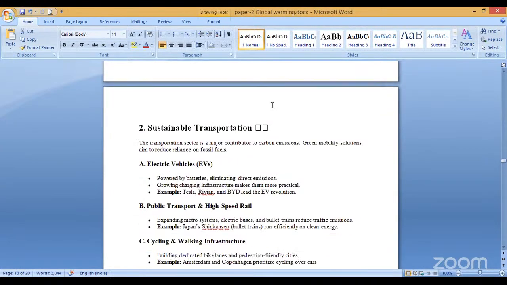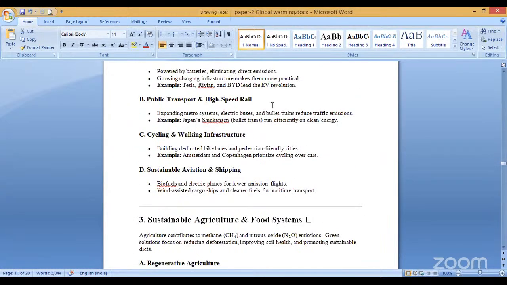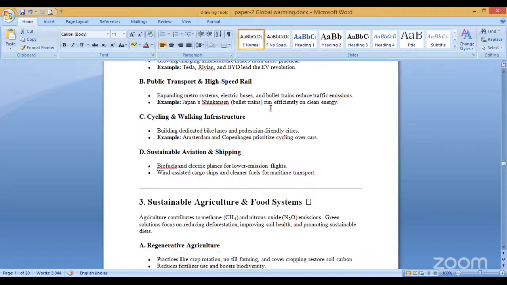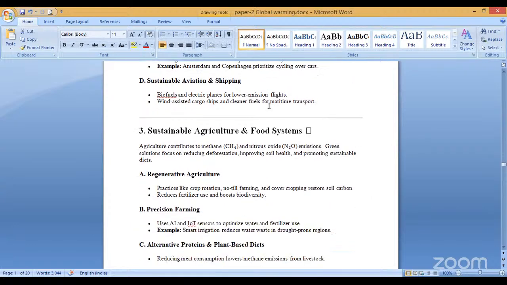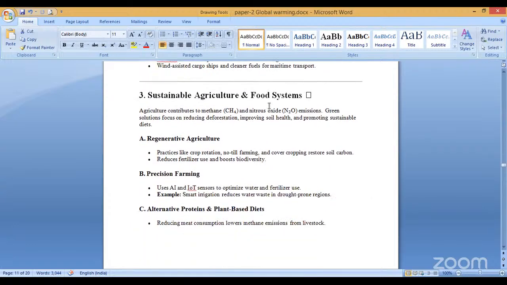Nuclear energy is a sustainable, renewable option, right? Cleaner fuels for marine transport, cycling, sustainable aviation and shipping, biofuel, and electric panels for lower emission flights, wind-assisted cargo ships, and cleaner fuels for maritime transport. Sustainable agriculture and food systems.